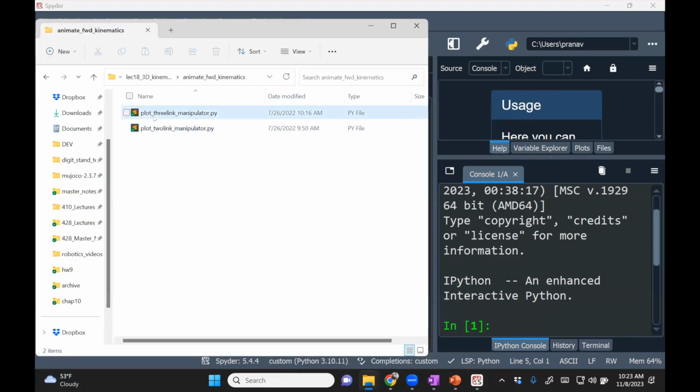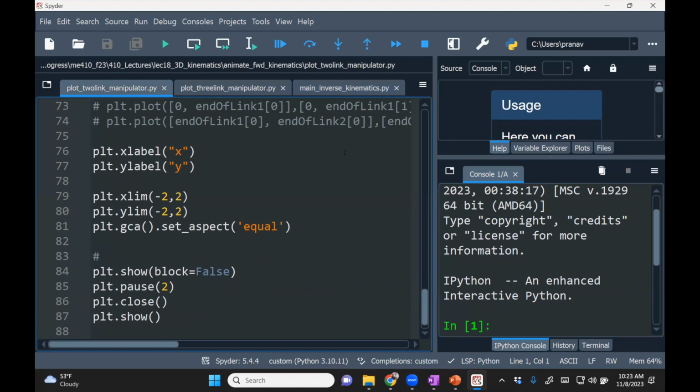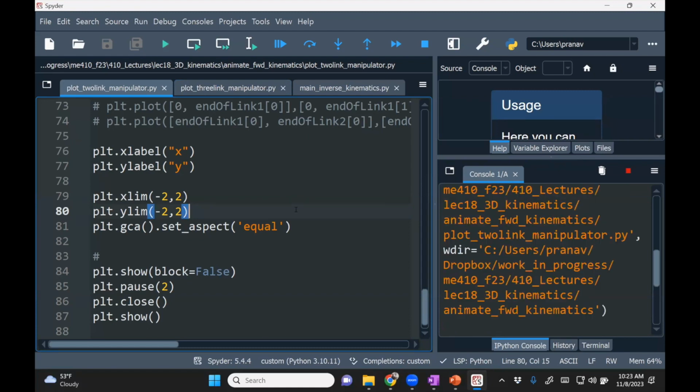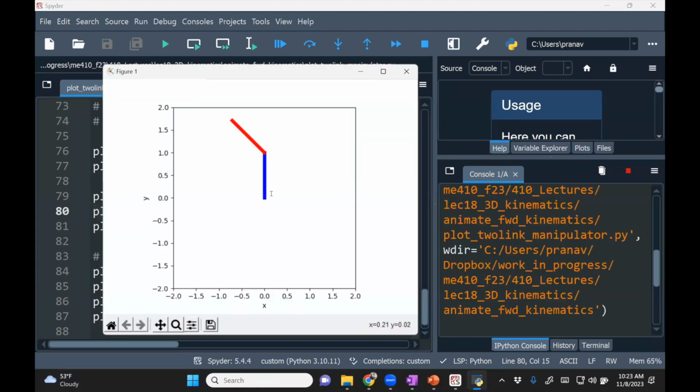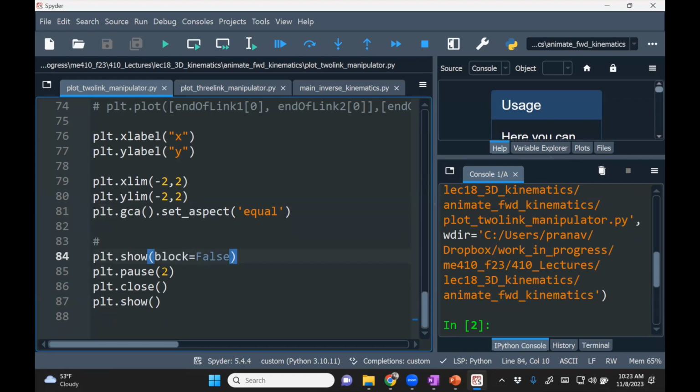Okay, so I'll provide you with two files. One is a 2-link and the other a 3-link manipulator, things we've discussed in these 2 examples. The first one is the 2-link example. Let me just run this first. It's just an animation: if you specify the 2 angles, it plots the XY position. Let me run this for a longer time.